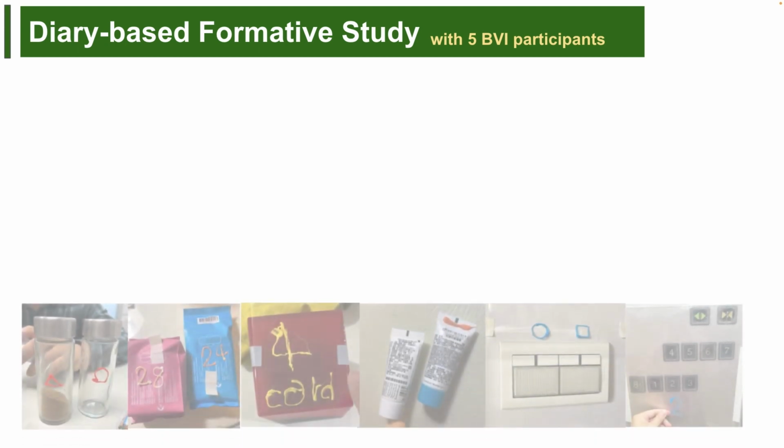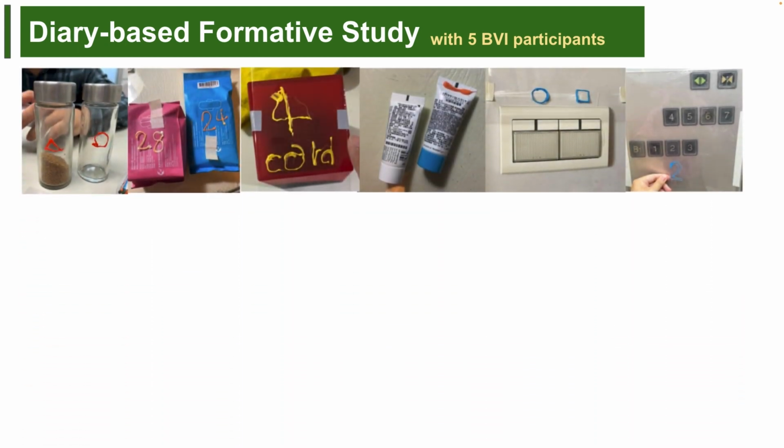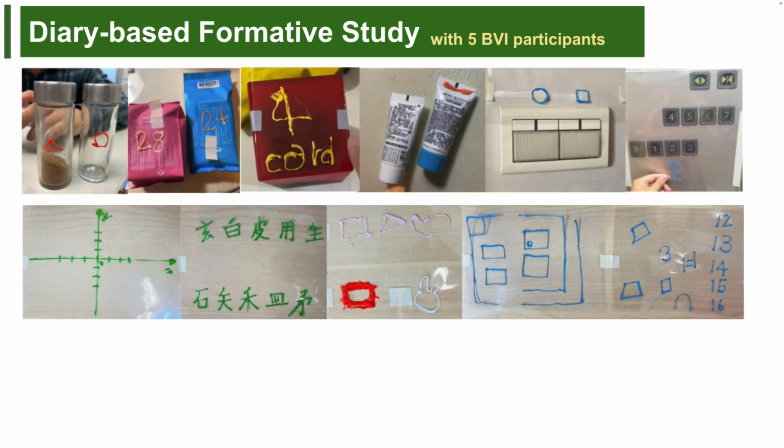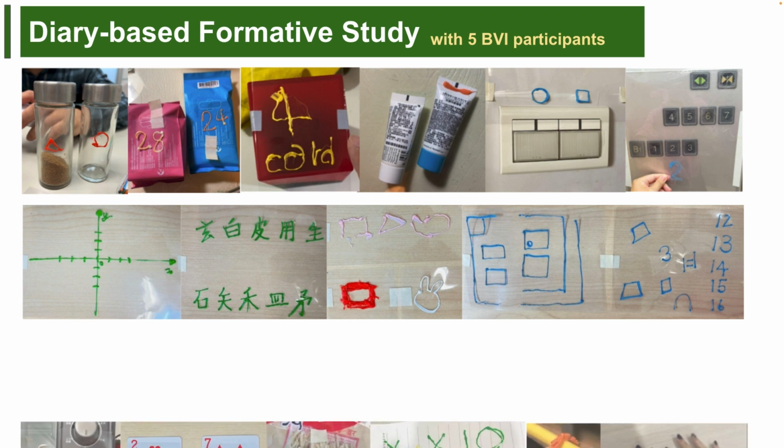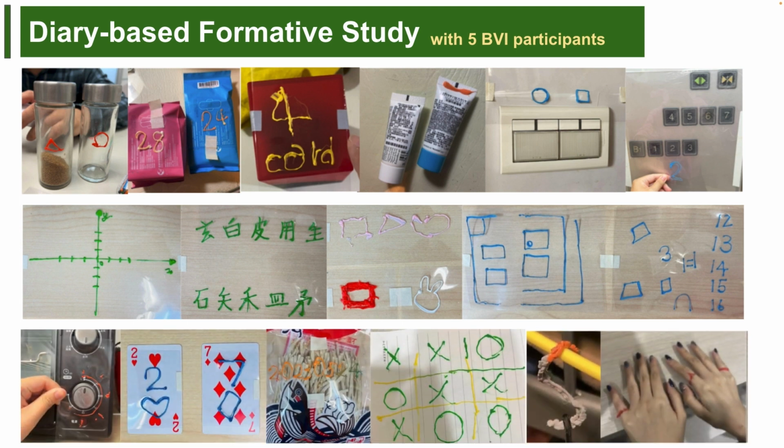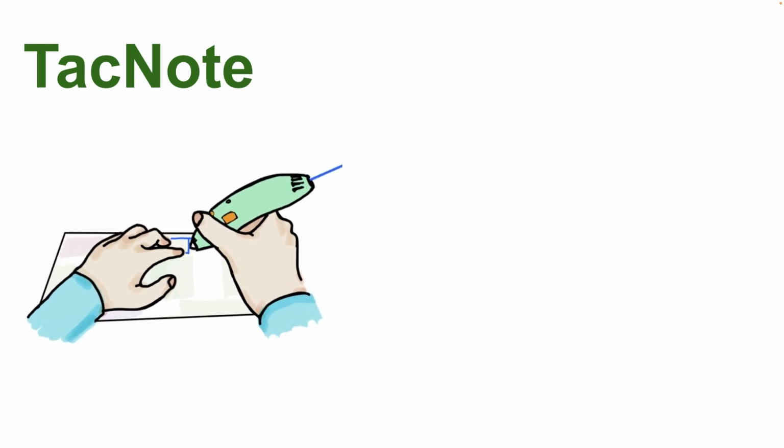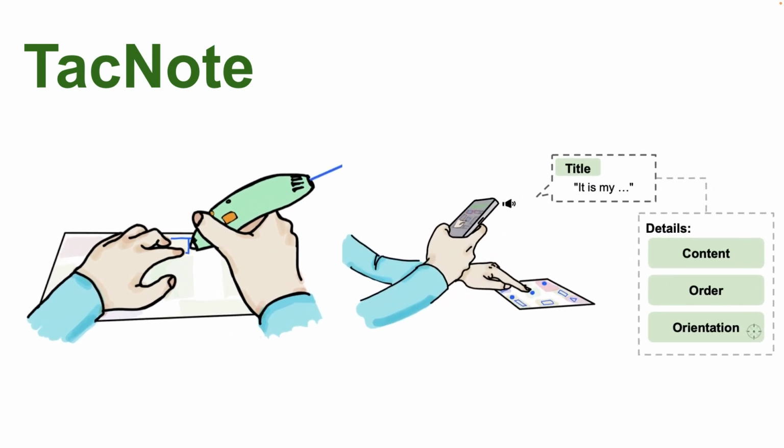To derive design principles, we conducted a diary-based formative study with 5 BVI participants. We identified the benefits and challenges of self-created tactile graphics. They can effectively enhance object memory, but require an assistive technology to track and organize the information. We present TacNote, a system that allows BVI users to annotate, explore, and memorize critical information associated with everyday objects.